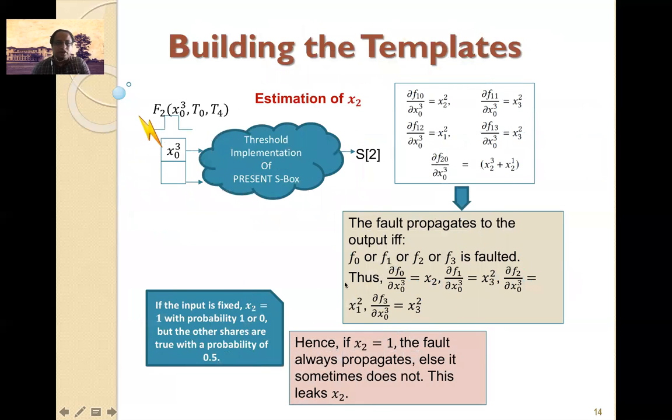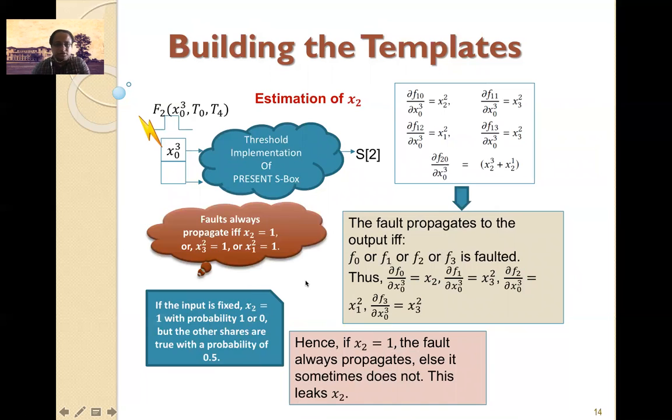So here is an illustration of the attack. Let us consider the fault being injected at the x03 location, and we consider the fault duration from T0 to T4. We obtain the positive Davio decomposition, and we find that the condition is as follows. That means the fault always propagates if and only if x2 is equal to 1, or the other part, which depends on the shares. So if the input is fixed, then x2 is equal to 1 with probability 1 or 0, but the other shares are true with a probability of 0.5. That means if x2 is equal to 1, the fault always propagates, else it sometimes does not. This leaks the value of x2.